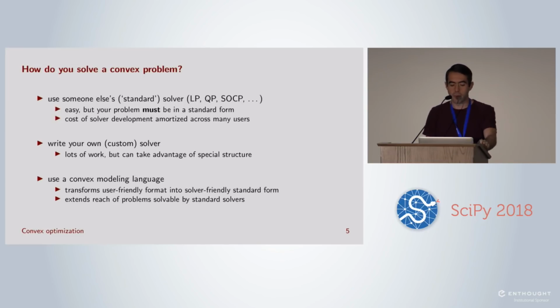Okay, how do you solve these problems? Well, there are different ways. One is to use someone's standard solver that's been developed for a particular form of the problem. Examples of these standard forms that you might have heard of are linear programs, quadratic programs. A more specialized one is second-order cone program. There are many. But essentially, this is some particular subset of convex problems that somebody has taken out and maybe developed a particularly effective algorithm and package to solve.